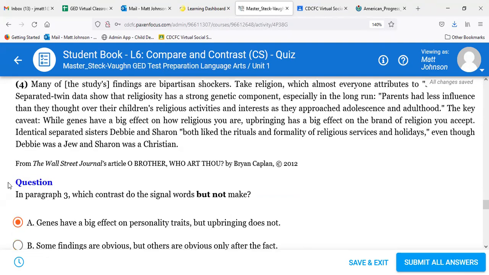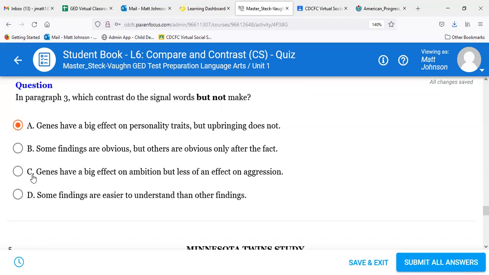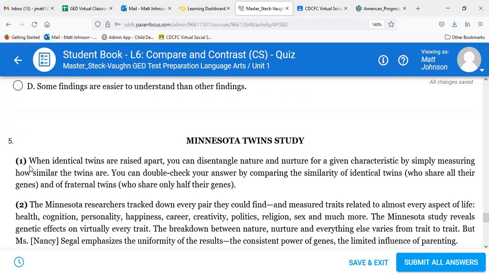That's often the case with texts like this. It's largely just throwing the words at you in a different way. Same idea. So A for number 4.